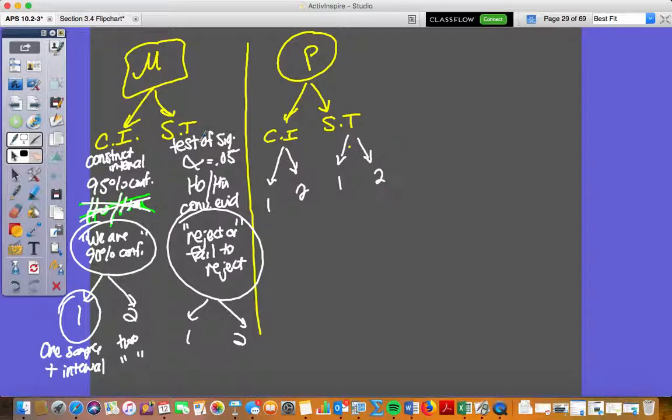Someone raise their hand and get me. Lindsay? One sample t-test. Yeah, 1 sample t-test. What about 2? 2 sample t-test. That's it. That's all it is. It's the same thing, okay?